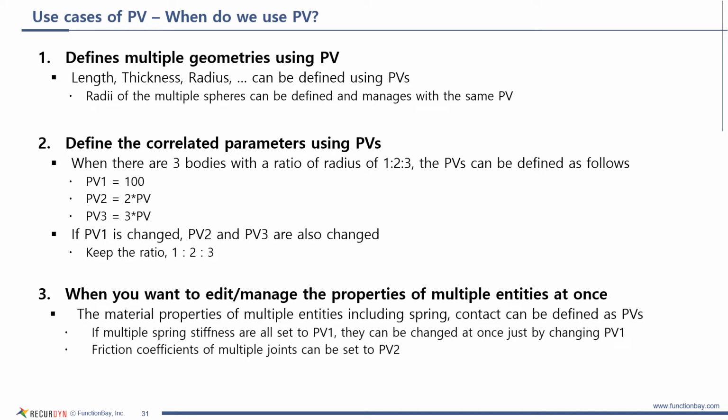Not only shapes but also material properties can be set and changed using PVs. You can set the stiffness and friction coefficient of springs or contacts to PVs. After setting all the stiffness of several springs to PV1, if only PV1 is modified, stiffness of multiple springs are all changed.